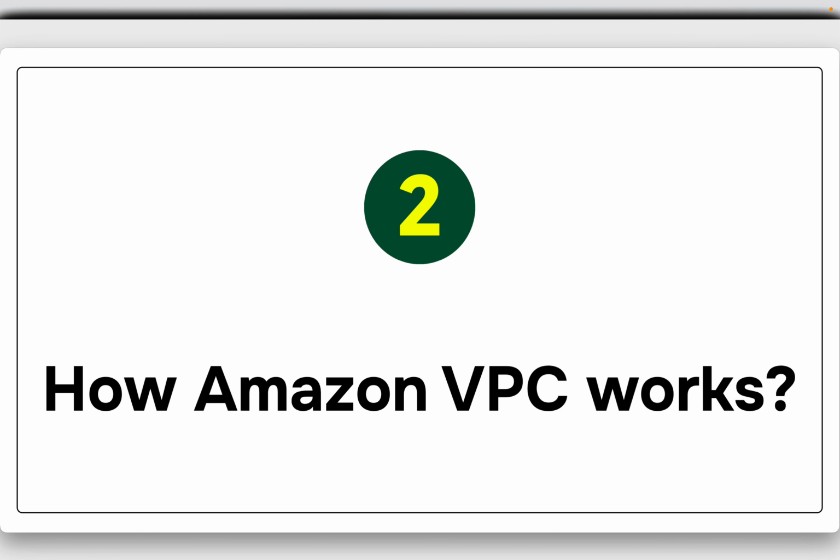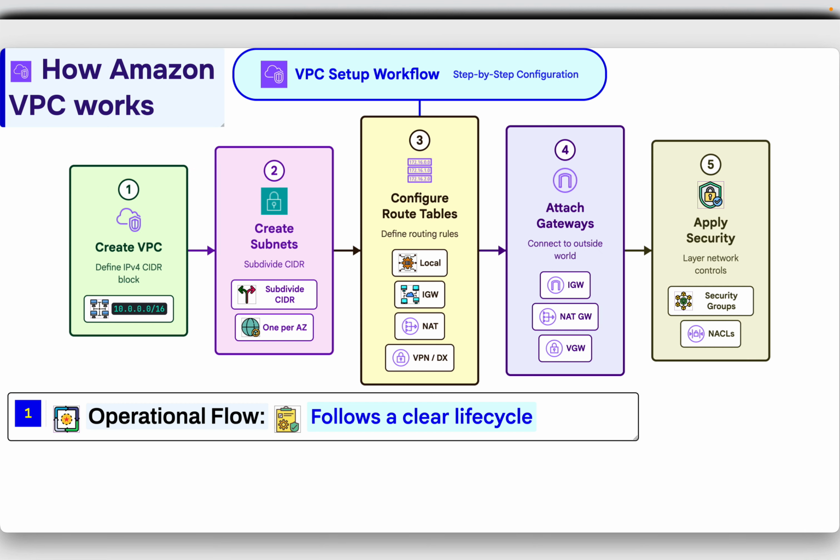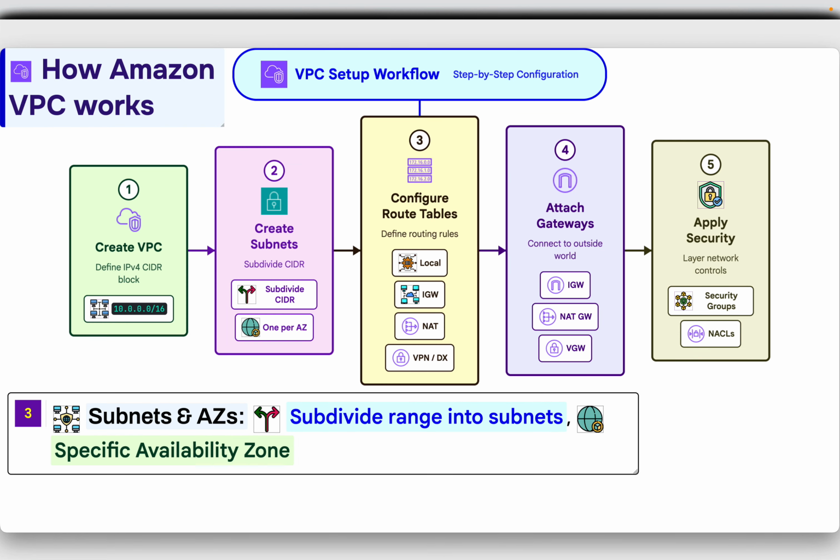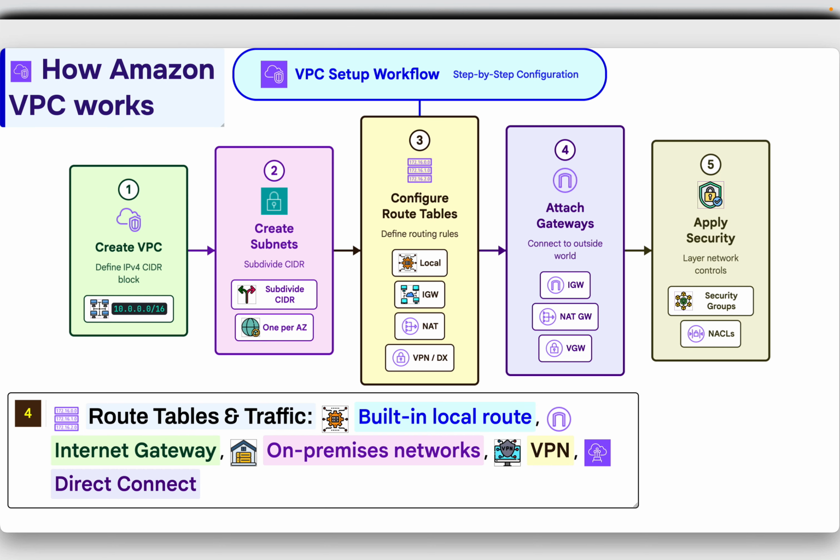Second topic, how Amazon VPC works. The diagram shows the VPC setup workflow with 5 steps. First, you create a VPC, then create subnets, configure route tables, attach gateways, and apply security. Setting up a VPC follows a clear life cycle from creating the VPC to applying security controls. The first step is to create a VPC with an IPv4 CIDR block. For example, let's say 10.0.0.0/16. Next, you subdivide the CIDR range into subnets, and each subnet is placed in a specific availability zone.